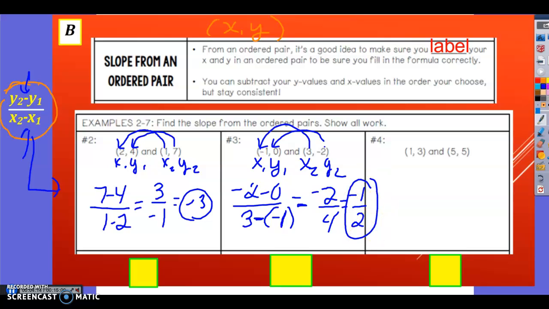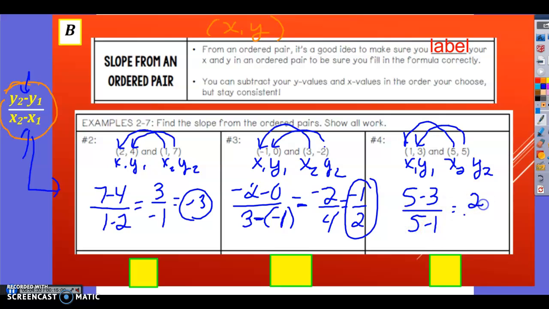The last example, again, we're going to label them. First x, first y, second x, second y. And we're going to apply our formula. y2 minus y1 over x2 minus x1. So we have 5 minus 3 over 5 minus 1, and that gives me 2 over 4, which is positive 1/2. So that is how you find the slope between 2 ordered pairs.